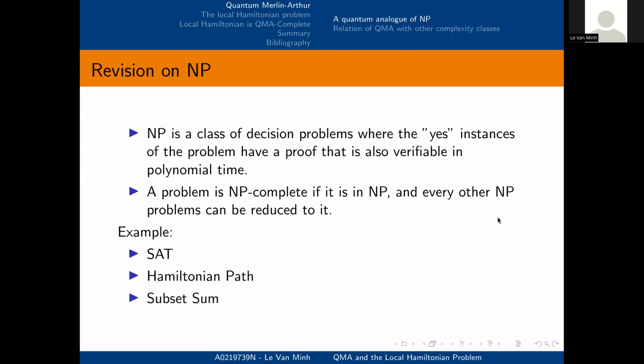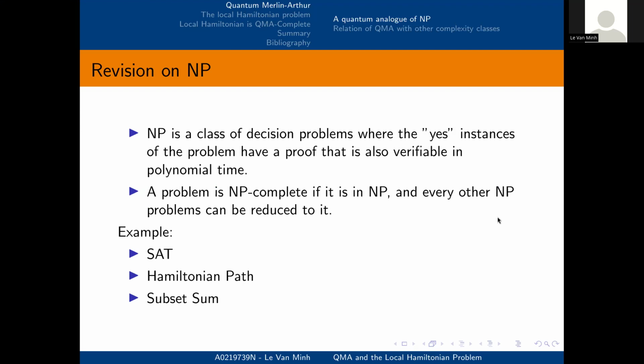Well, first, we will revise what NP is. So NP is a class of decision problems. That is a problem where you have to decide whether a certain string X belongs to the yes instances or the no instances, one of the two classes. NP is a class of such problems where the yes instances have a proof that is verifiable in polynomial time.